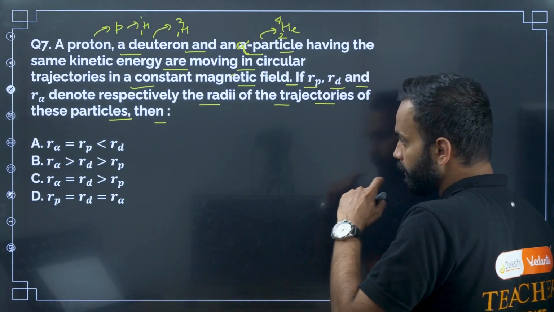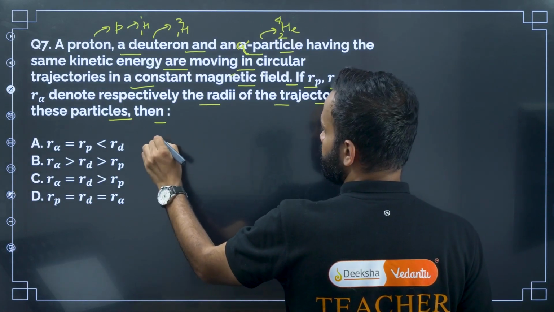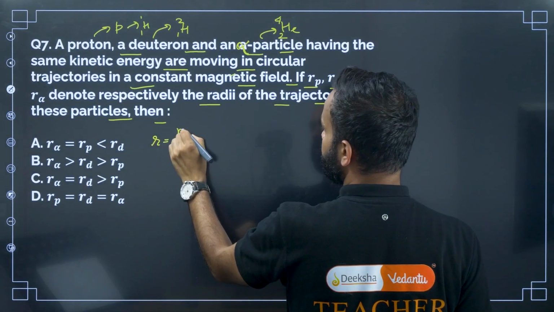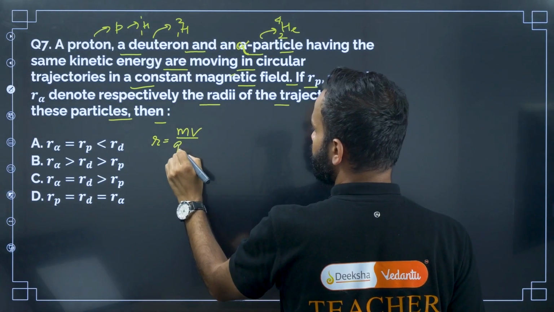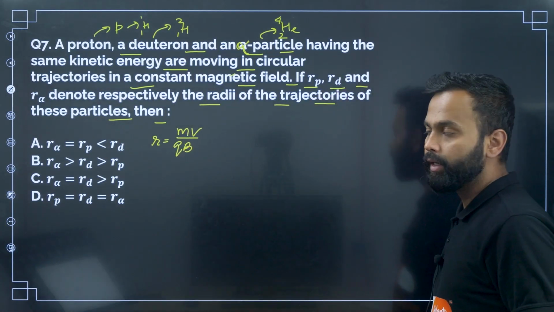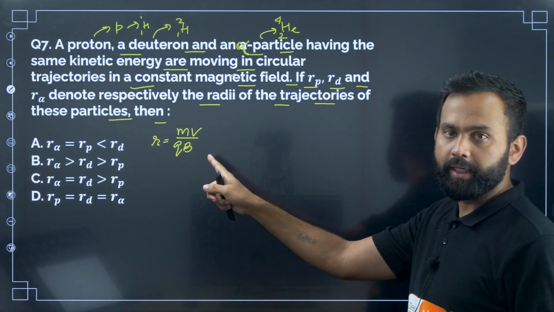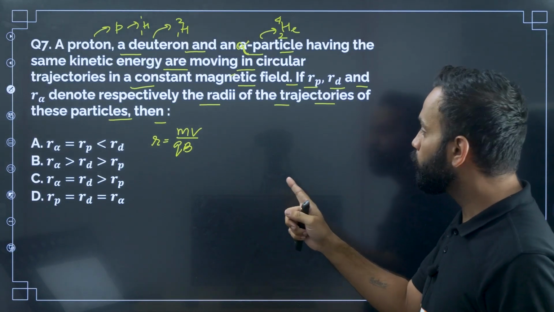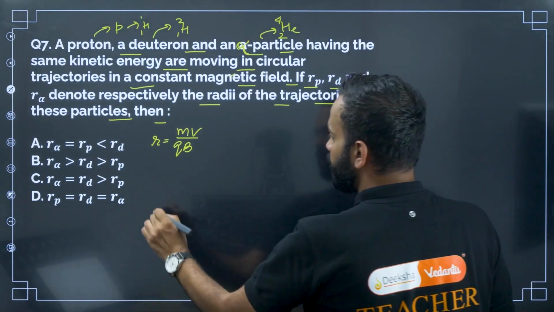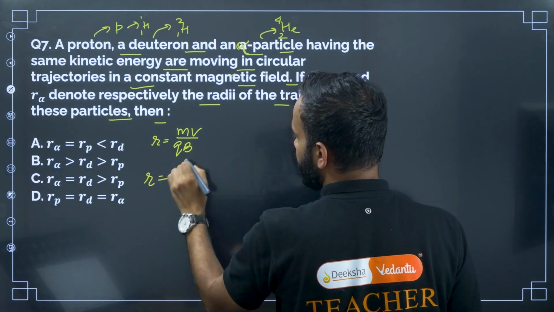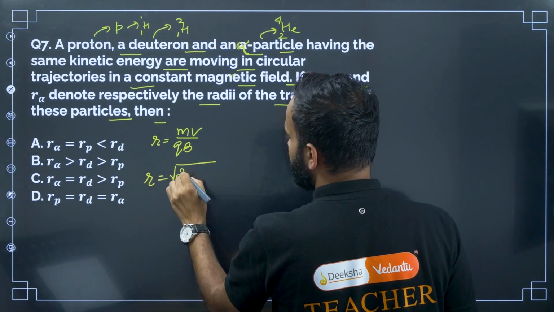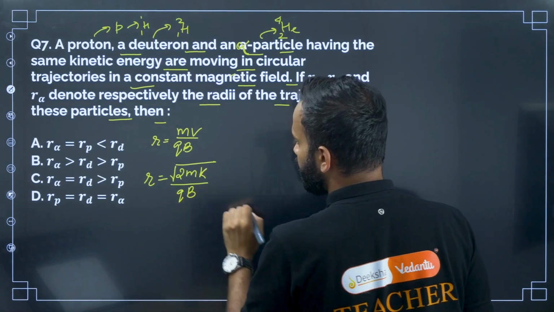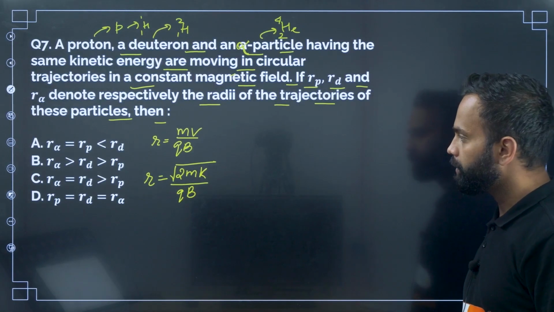So the radius of the circular path r is equal to m into v divided by q into b, right? So what is m into v? Momentum, right? We know the relationship between momentum and kinetic energy: momentum equals root of 2m into kinetic energy. So r equals, I can write mv as root of 2mk, divided by qb. Root of 2mk divided by qb.